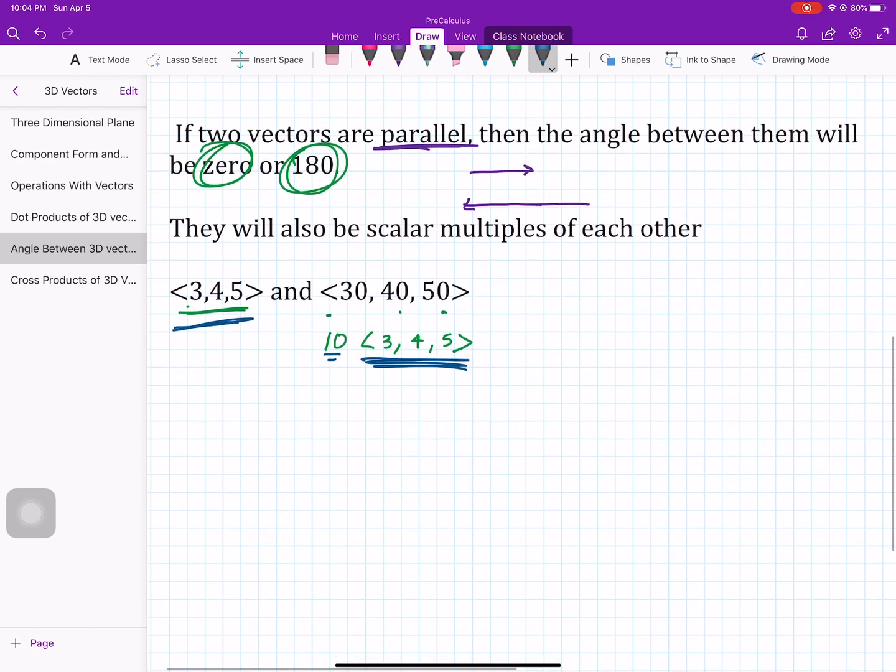Always make sure you're following directions. Sometimes it just asks to justify in some way, so you could easily factor out your greatest common factor between the three components. But if it says justify using angles, then you have to use your formula and look for 0 or 180. This is all we have about angle between two vectors.